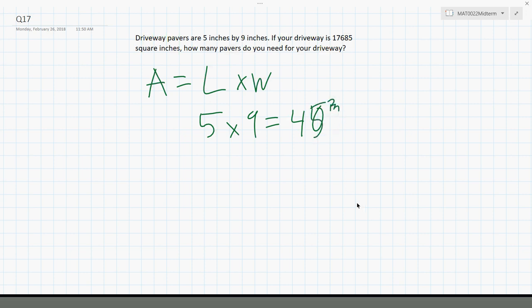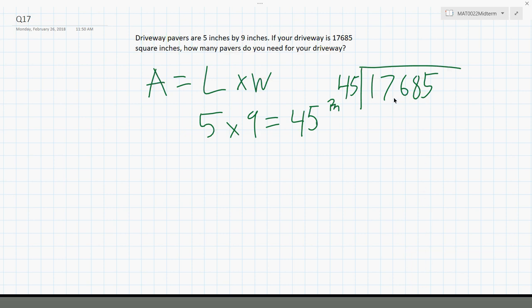45, my bad. Let me get rid of that and put the 5 there, okay? So if it's 45 squared, and we have the giant thing being 17,685 squared, we're going to divide it. And that's going to tell us how many bricks we're going to put in there, right?